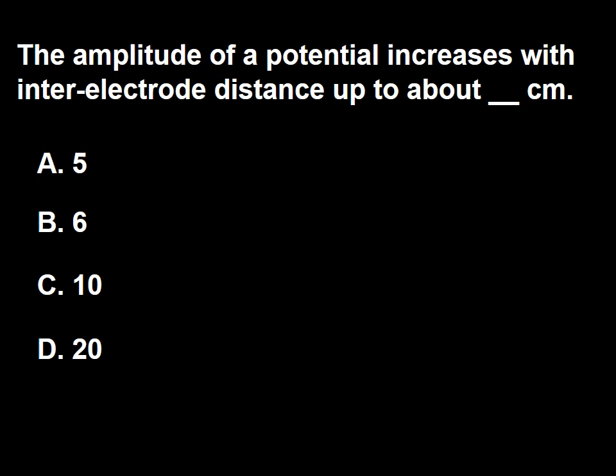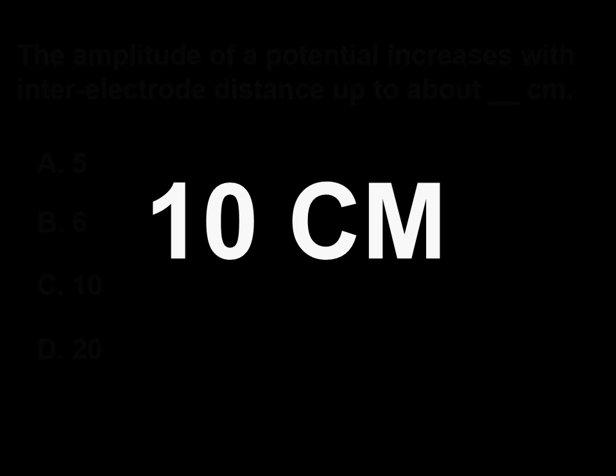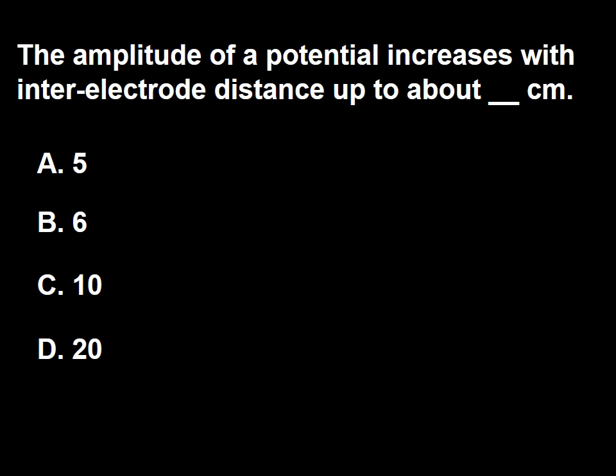Next question. The amplitude of a potential increases with inter-electrode distance up to about dash centimeters. A, 5, B, 6, C, 10, D, 20. The magic number is 10 centimeters. So the answer to this question is C.